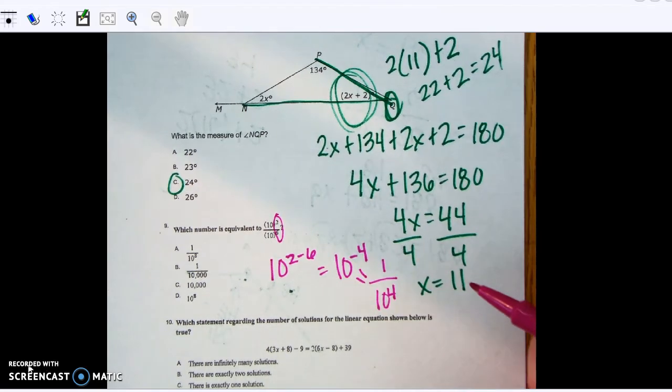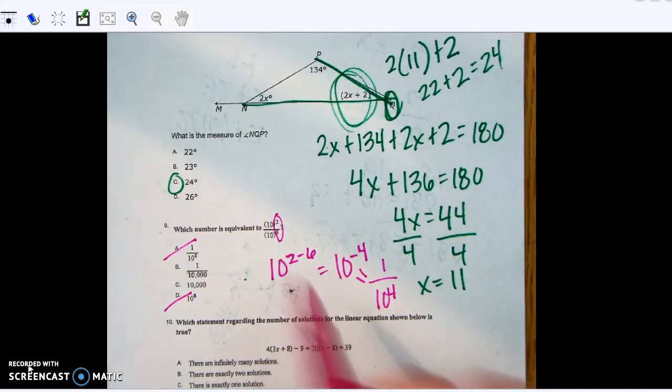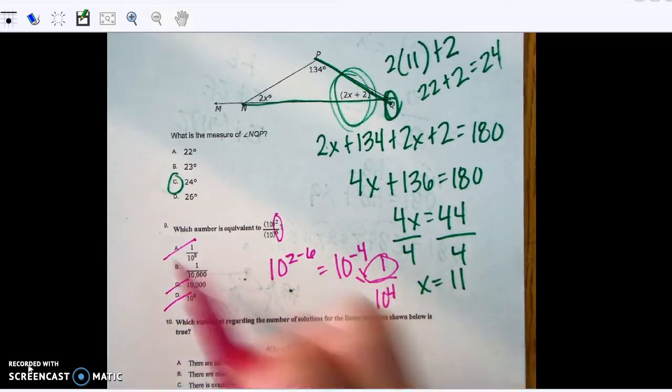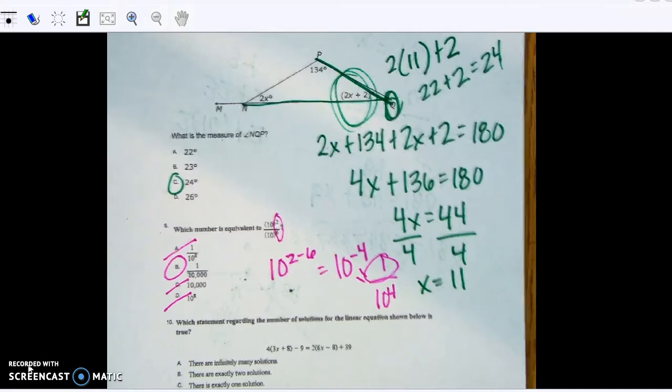What is 10 to the 4th power? 10 times 10 times 10. Well, it's not this answer choice, not this answer choice. Can't be this answer choice because there's no 1, so it has to be B.